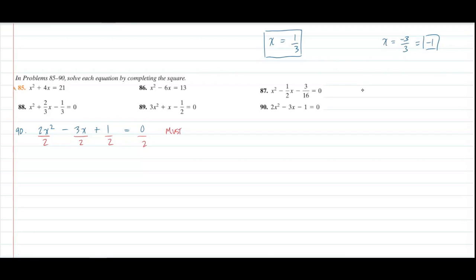So when you do that homework problem where you got the 3 there, make sure that you divide out by the 3.